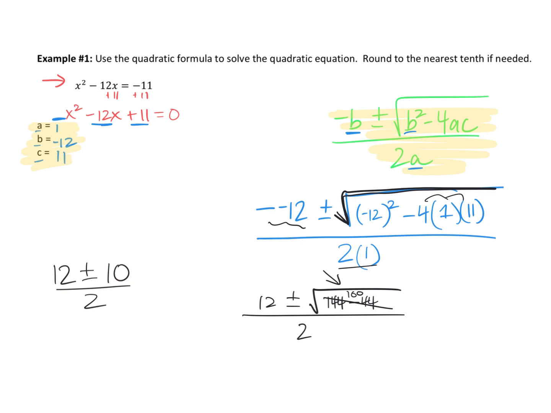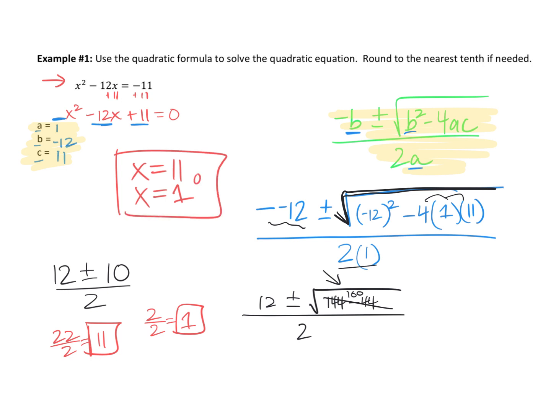So let's do 12 plus 10. Well, 12 plus 10 is 22. Divided by 2 is 11. There's one of my solutions. 12 minus 10 is 2. Divided by 2 is 1. There's my second solution. So my 2 solutions to this equation are x equals 11 or x equals 1. Those are my 2 solutions.